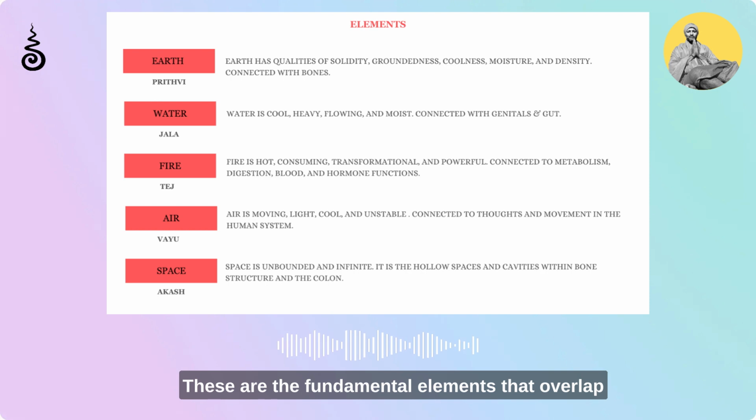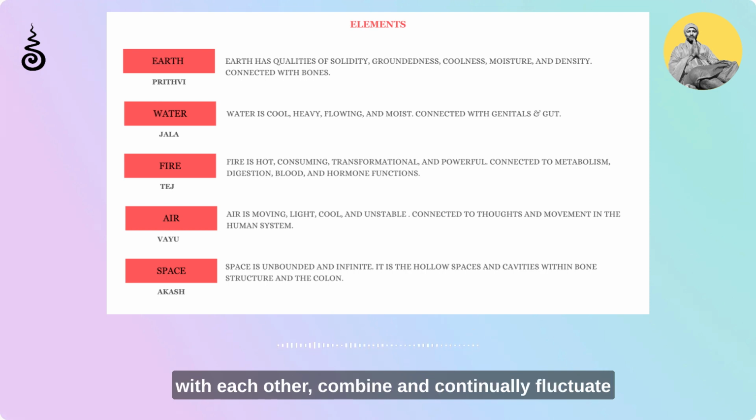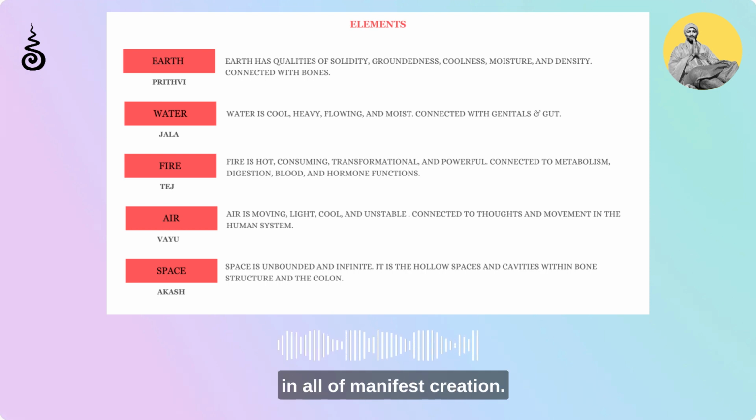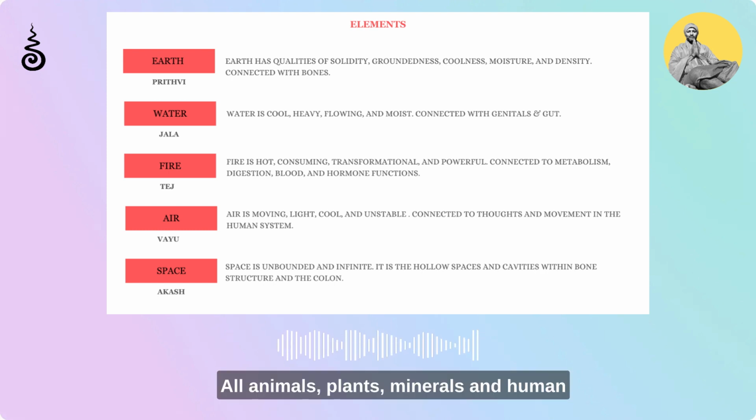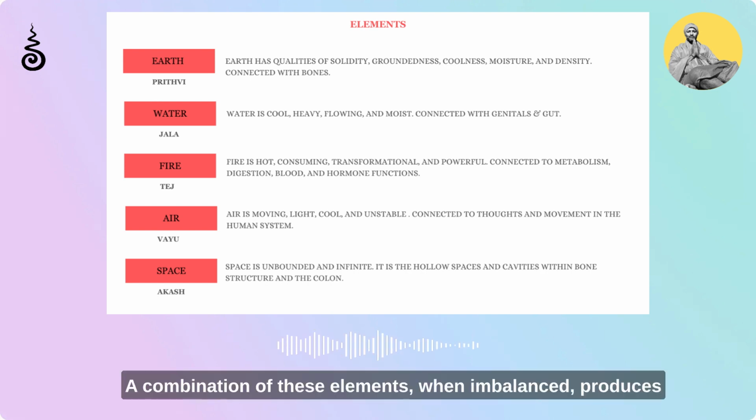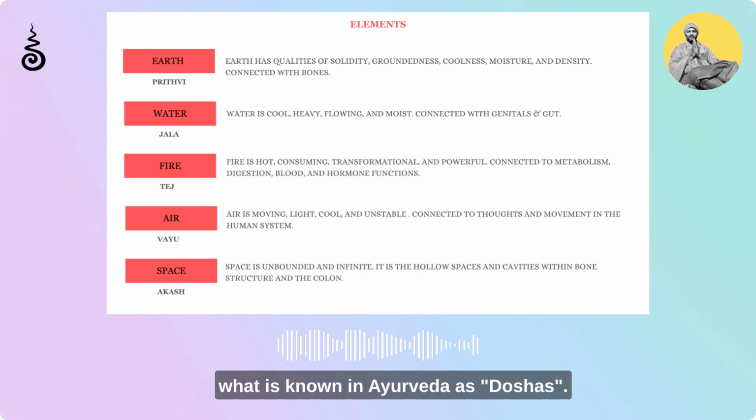These are the fundamental elements that overlap with each other, combine, and continually fluctuate in all of manifest creation. All animals, plants, minerals, and human physiology have a unique combination and pattern of these five elements. A combination of these elements, when imbalanced, produces what is known in Ayurveda as doshas.